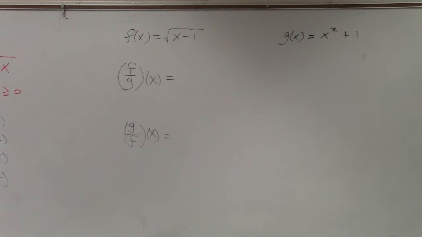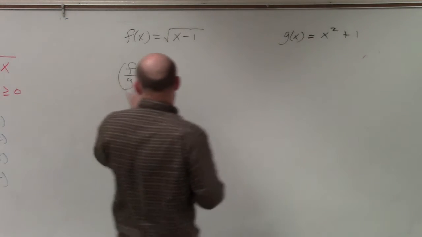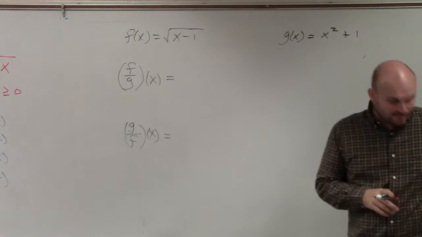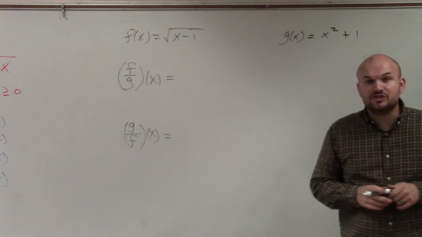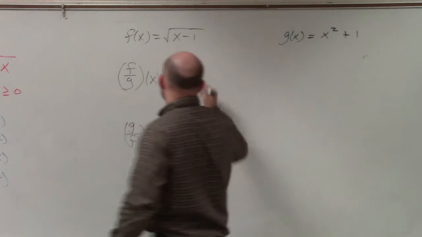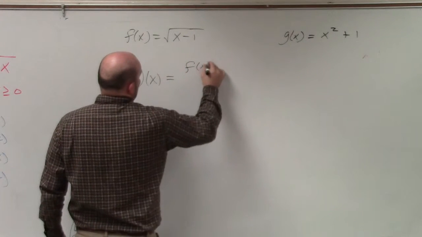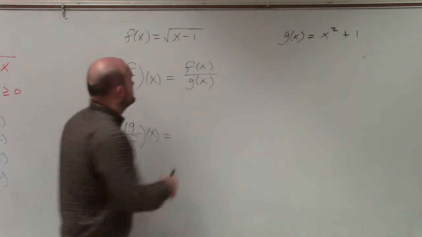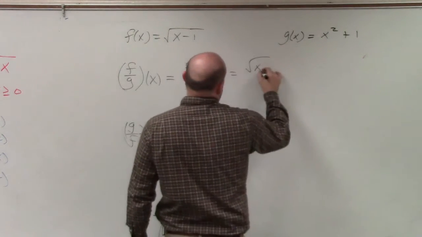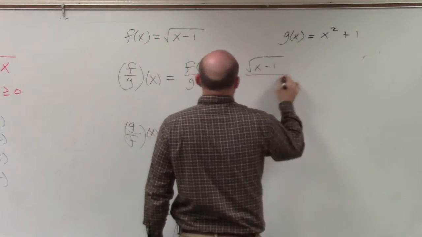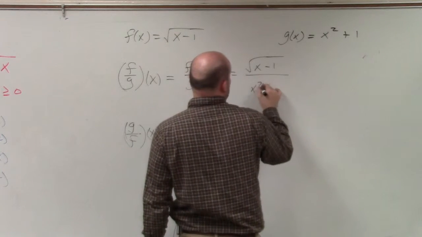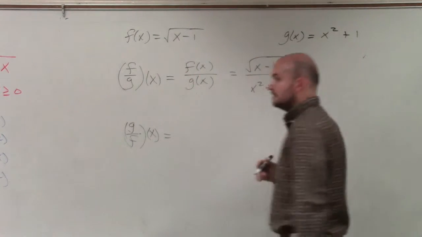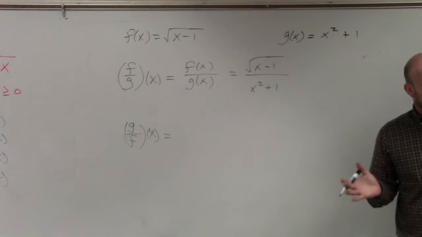identifying the domain. So that's why for my next two examples, that's what I'm going to focus on. So for f divided by g of x, all that represents is f of x divided by g of x. OK? So all I'm going to do, say square root of x minus 1 is all over x squared plus 1. OK? So now I have a rational function.